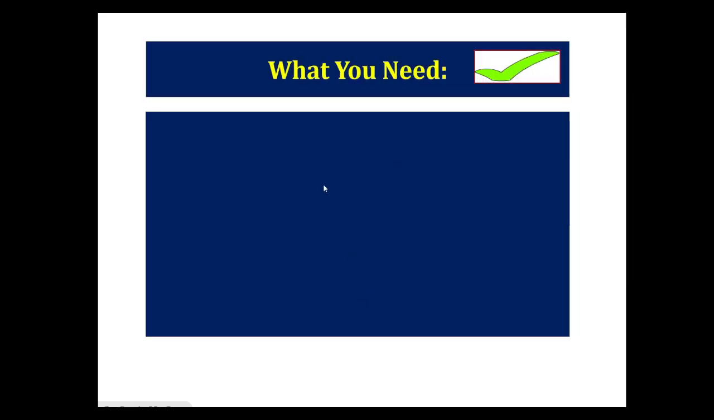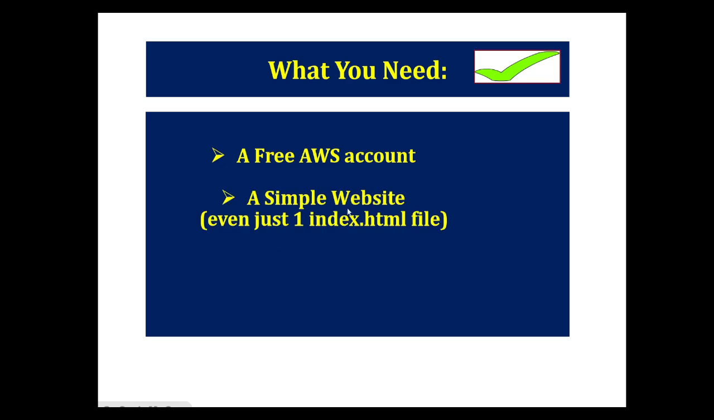And for this, this is all you need. You need to have a free AWS account. If you have not created it, you can refer to my video. I have created a dedicated video which will guide you on how to create an AWS account with free tier. Next, you need to create a simple website which will have at least one HTML file, and you can add images to that website as well. You need very little or no coding skill to create your first static website.